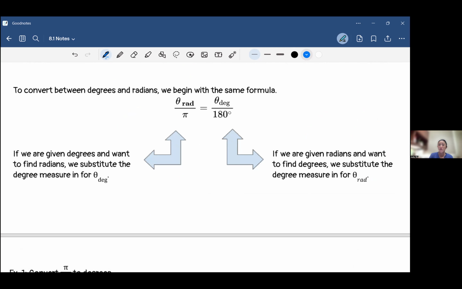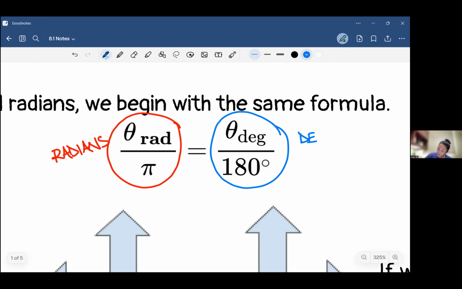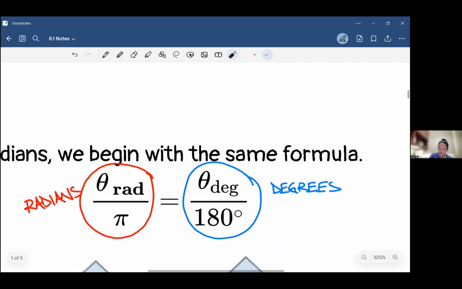Now we can convert between degrees and radians, and it doesn't matter which way we go. Like if we have degrees or if we have radians and we want to get the other one, we begin with this same formula. Okay, so we're going to start with a fraction on the left-hand side where everything is measured in radians. And then on the right-hand side, we're going to start with everything in degrees. Okay. Now it turns out that there are 180 degrees in, let's go back to our diagram for a moment.